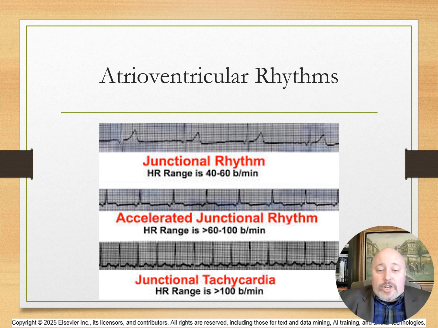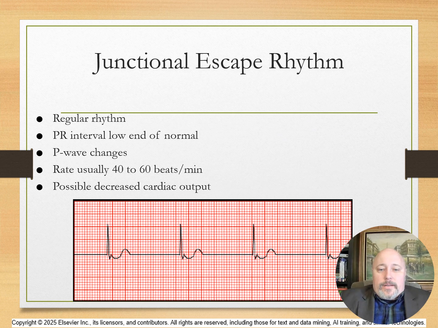And finally, junctional tachycardia maintains the characteristics of other junctional rhythms, though has a heart rate of over 100 beats per minute. This basic junctional rhythm may also be known as a junctional escape rhythm. Because the SA node is the primary pacemaker of the heart, when that SA node fails and is not sending out impulses, the junctional rhythm, the AV node, will begin sending out signals of its own as an escape, as a fallback. And this is the reason for its lower heart rate of 40 to 60 beats per minute.